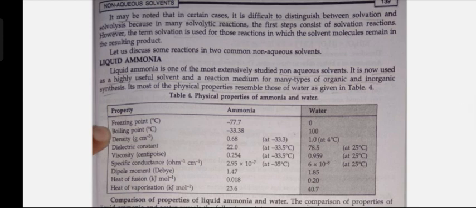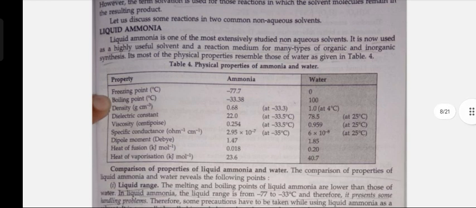Now let's discuss some reactions in two common non-aqueous solvents. Liquid ammonia. It is one of the most extensively studied non-aqueous solvents. It is now used as a highly useful solvent and reaction medium for many types of organic and inorganic synthesis. Most of its physical properties, compared with those of water, are given in the table, showing a great difference in the properties. For example, taking the freezing point, ammonia has minus 77.7 degrees Celsius and that of water is 0 degrees Celsius.